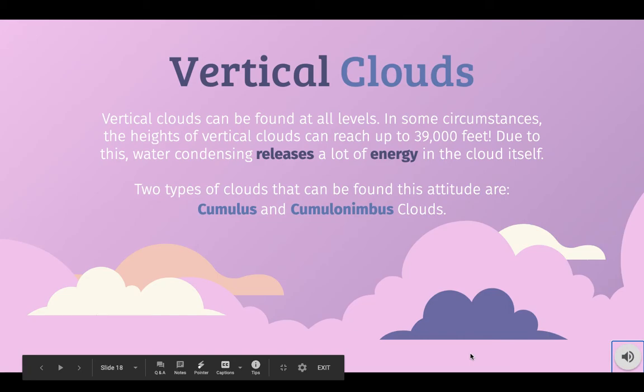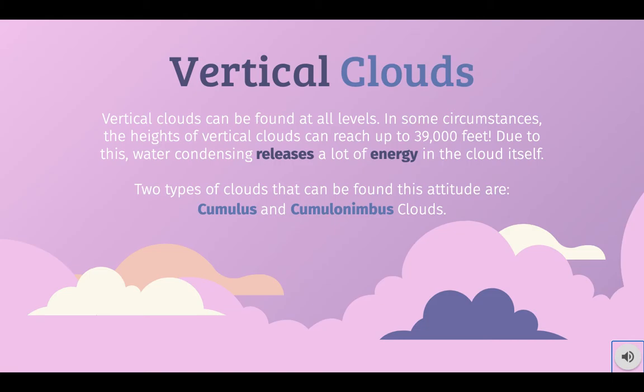Vertical clouds are extremely tall clouds that can be found at all regions in the sky. Some clouds can reach up to 39,000 feet. Due to this, water condensing releases a lot of energy in the cloud itself. Two types of clouds that can be found in this altitude are cumulus and cumulonimbus clouds.